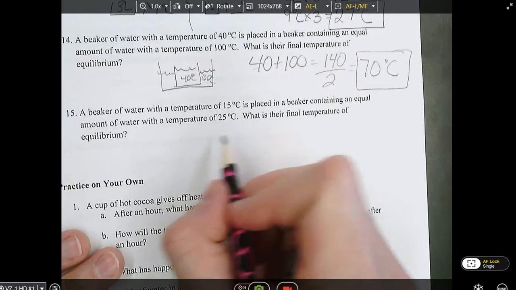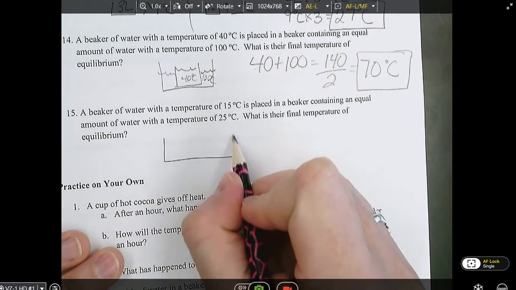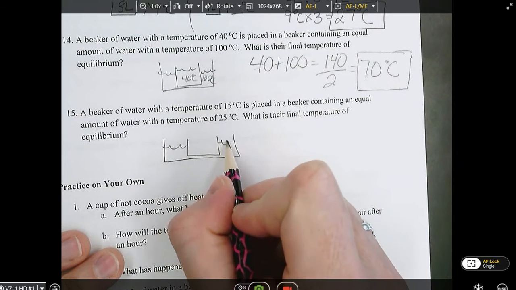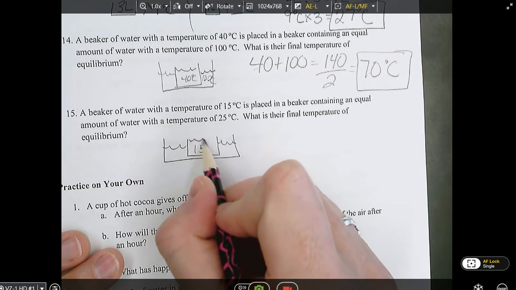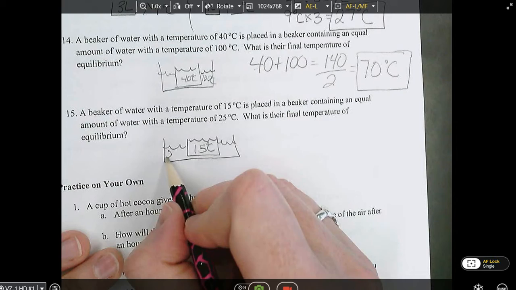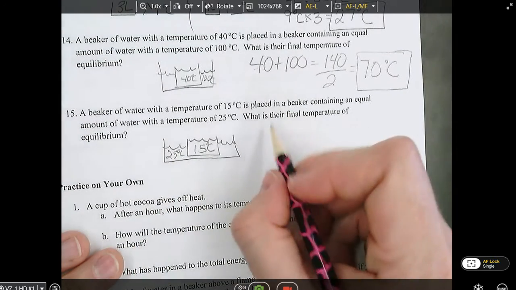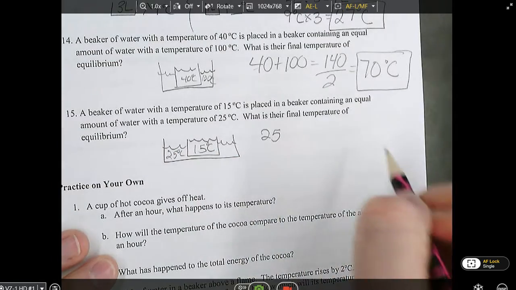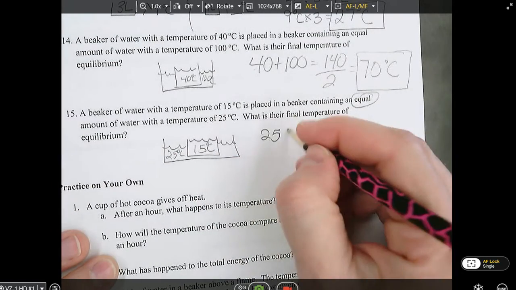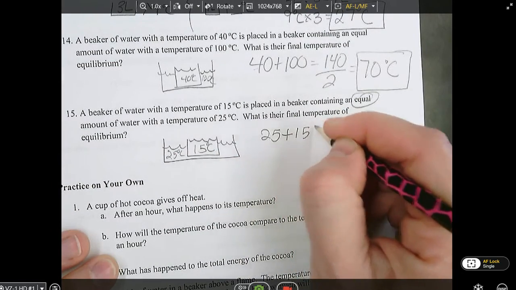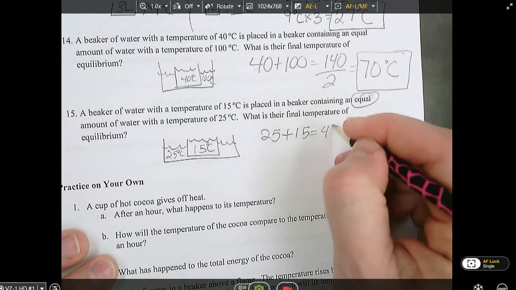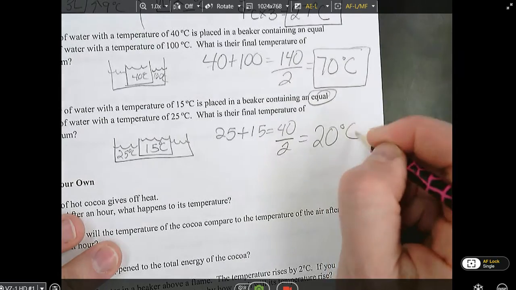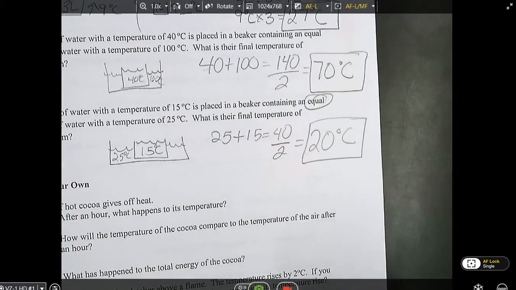Try number 15. A beaker of water with a temperature of 15 degrees Celsius is placed in another beaker containing water with a temperature of 25 degrees Celsius. Again, same thing. They're equal, so we can predict that final temperature. 40 divided by 2 gives us a final temperature of 20 degrees Celsius.